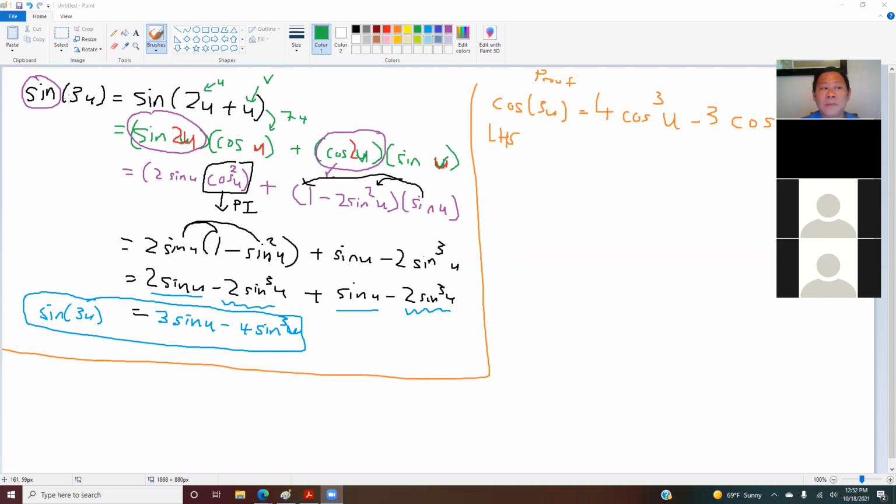And it looks very similar to sine 3u here. Do you see that? Have you copied down the sine 3u? Class, you have to start copying things down because we won't be doing well. And I told you already, this is going to be in your test. So make sure you know how to do this because it's very, very important.